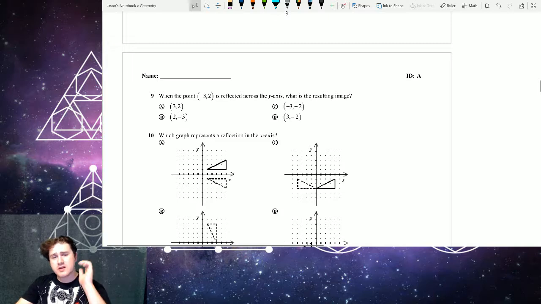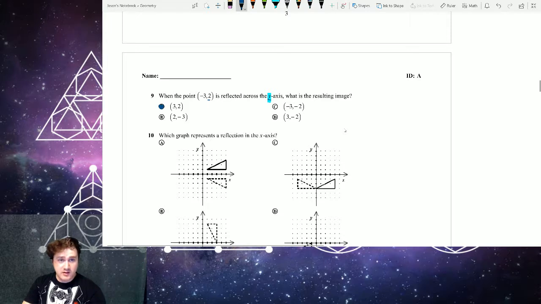When the point negative 3, 2 is reflected across the y-axis, what's the resulting image? Alright, so here's the thing. We gotta remember the rule for the y-axis. Anytime you flip over any particular axis, whichever side you're flipping over stays the same. So our 2 is going to stay the same. The other one becomes its opposite. So the opposite of negative 3 is positive 3. So we would end up having 3, 2.